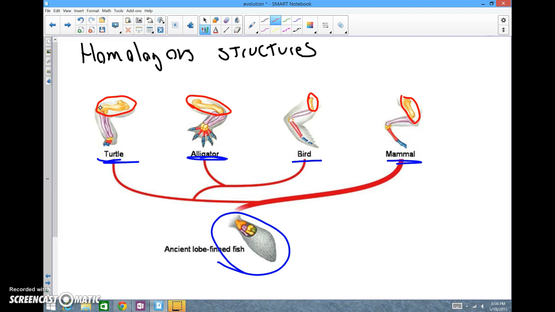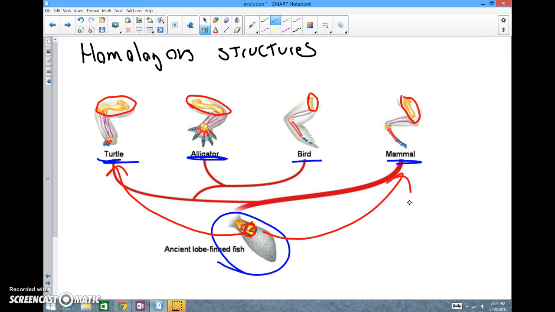Well, those bones are all similar. The idea is that they all changed over time from that bone in the ancient lobe fish. And as they changed, some of those changes led the organism down the path to becoming a turtle. Some of those changes led the organisms down the path to becoming a mammal. And there are many organisms along the way, but what's left for us is mammals and some fish and some turtles and some alligators.